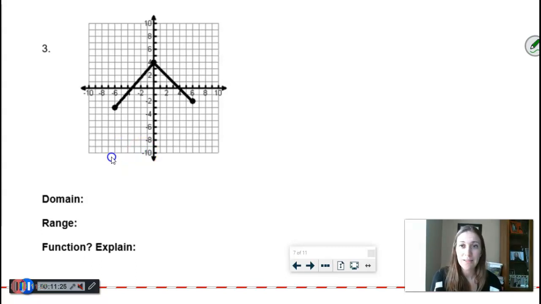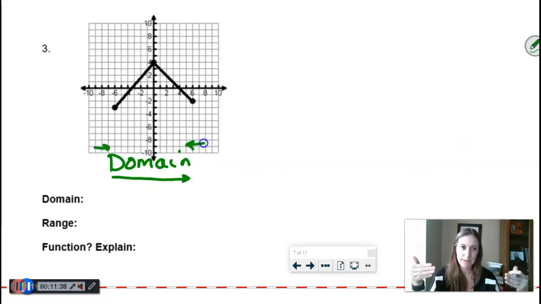Domain reads like this, from left to right. And for some kids, it helps them if they draw some arrows going like this. So the domain is what's in between those two arrows. The confusing part though, I don't know why, because this is how most of us read books, right? You read it from left to right. It has to go in least to greatest order.